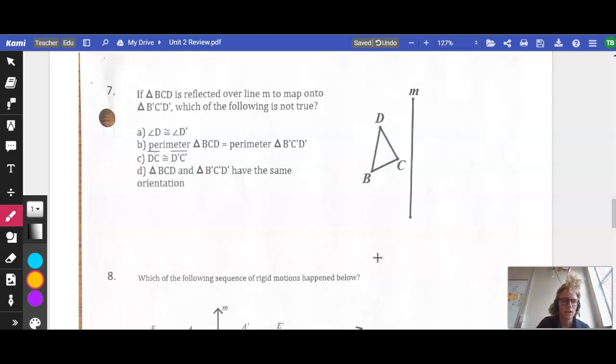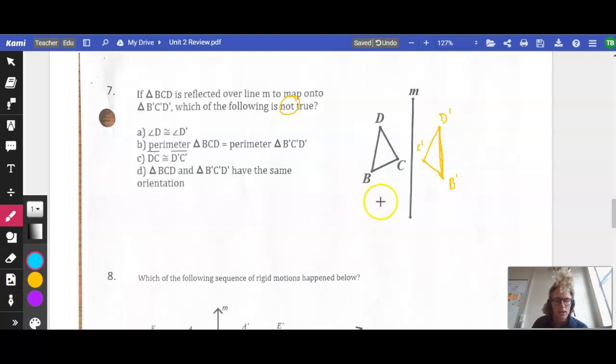Number 7, if BCD is reflected over the line M to map onto B prime, C prime, D prime, which of the following is not true? So C would roughly be here, or C prime rather. D prime would roughly be here, and B would roughly be here. B prime, D prime, C prime. I don't really know how people try to answer this without drawing a picture. Okay.